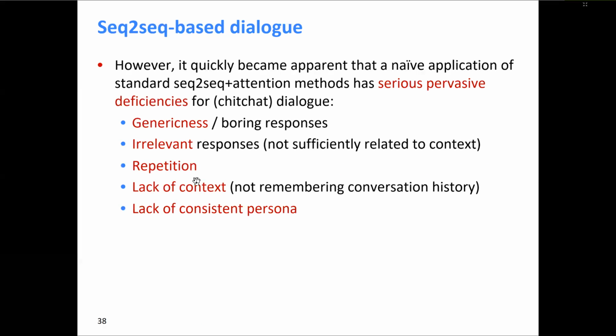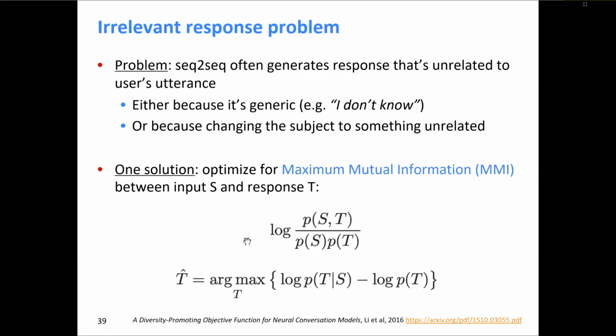Usually people try to improve one aspect of it, because it's very challenging to improve every aspect. And if you can improve one aspect, it's already a very good paper or a very good improvement for the system. For example, for the irrelevant response problem, maybe your response is too generic, or the bot keeps changing the subject to something unrelated. So one solution is you need to define a good objective for your system. One objective is maximum mutual information.